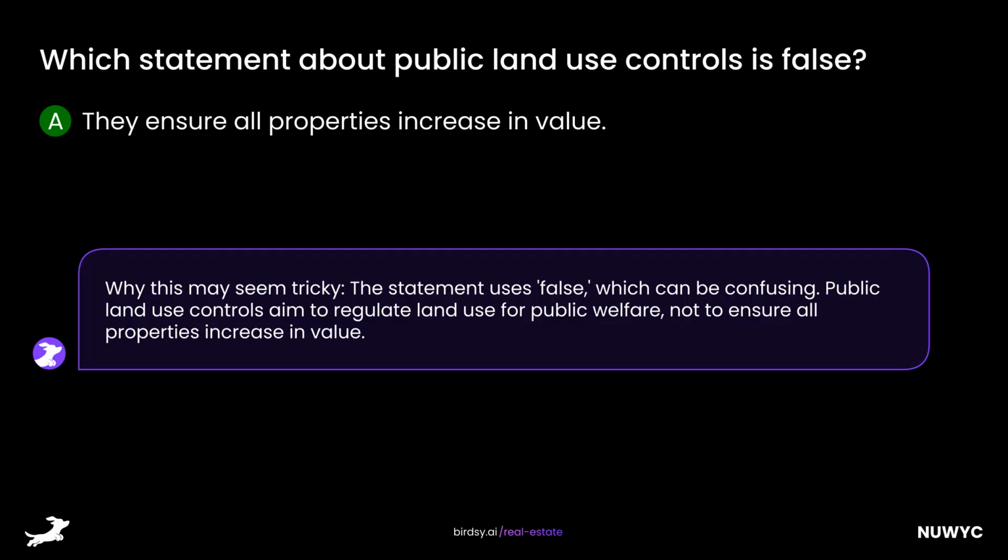Why this may seem tricky. The statement uses "false," which can be confusing. Public land use controls aim to regulate land use for public welfare, not to ensure all properties increase in value.